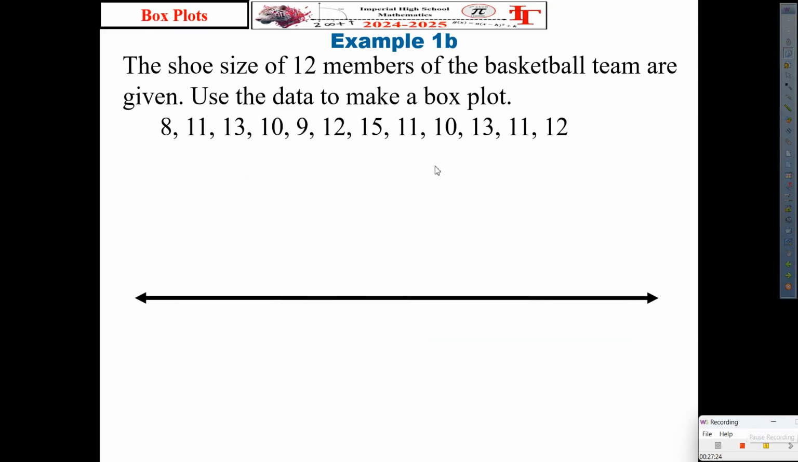All right, so this next one you're going to do by yourself, and it reads, the shoe size of 12 members of the basketball team are given. Use the data to make a box plot. Now check this out. Look up to the screen. Whenever you are given something like this, write example 1B. For this one, you don't need to copy the words anymore.